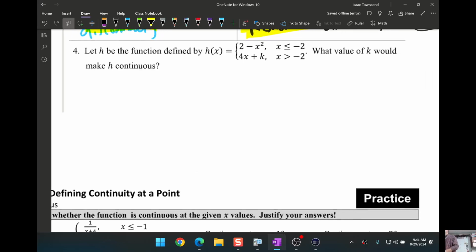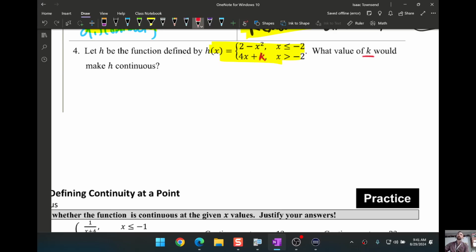Okay, and then last one I want to expose you to today. Doing kind of the same work, but it's one of these where this is how they like to ask it on the AP exam, and the first time you see it, it looks pretty confusing, and sometimes you don't know how to start. Okay, so we've got this function, h of x, and we're supposed to figure out what value of k makes this continuous.